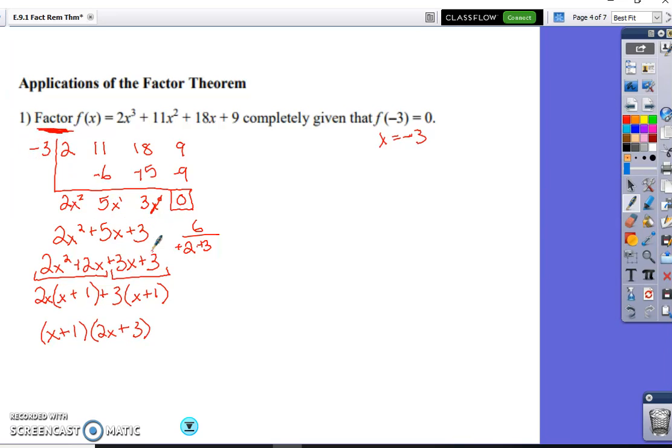All we did from here is factor this one. So this is the factoring of this part of the polynomial, okay? We're missing this factor here, and that factor is simply the opposite, so x plus 3 is the factor, and that is your final answer for this problem. So x plus 1 times 2x plus 3 times x plus 3, in whatever order you would like. They do not have to be in that order, okay?